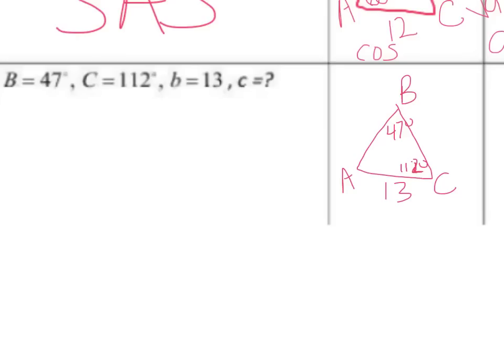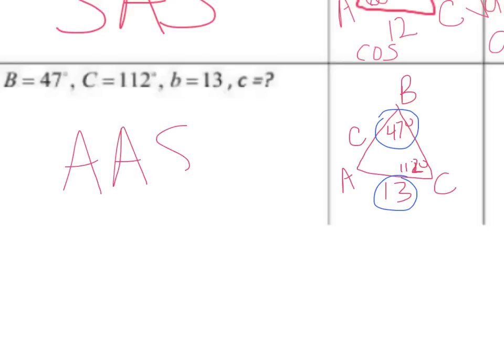So again, you have your pair going on. You have side B and angle B, so you know you're going to be using law of sines. In this case, I'm looking for side C. Side C is always opposite angle C. This one is an angle side problem, and therefore you're going to use law of sines.